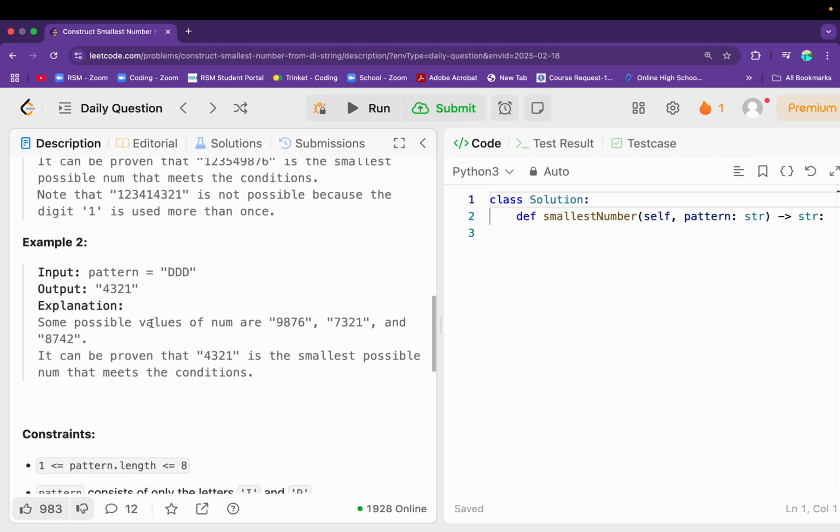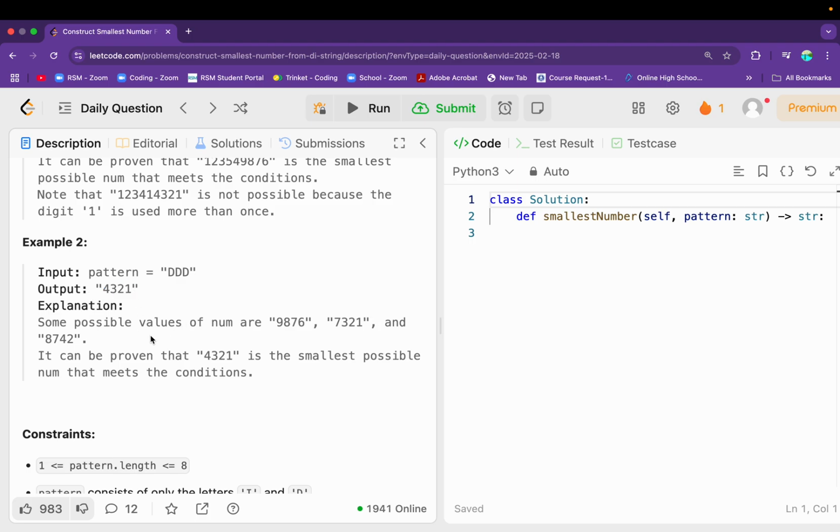In example 2, we have our pattern to just be simply 3 Ds. That basically just means that we want an output of length 4, which would basically be length 3 plus 1, and we want all of the elements to be in decreasing order, meaning every single element is going to be greater than the element after it. And the lexicographically smallest way to do this would be 4, 3, 2, 1.